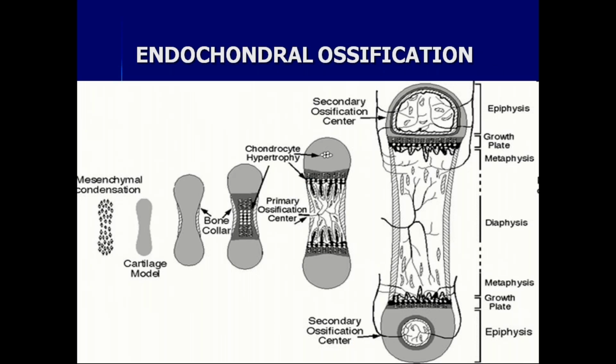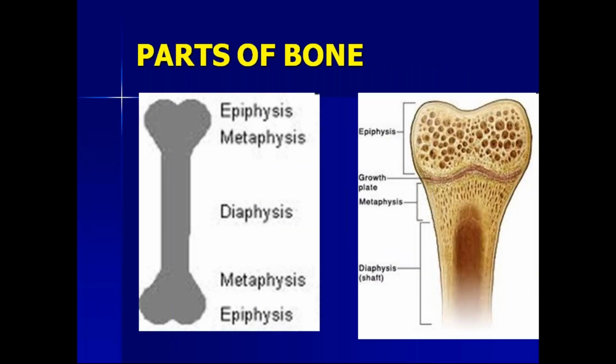Here you can see mesenchyme getting condensed into cartilage. Cartilage will then have ossification centers. The primary is in the center, and at the peripheries you have the secondary ossification centers. So bone formation occurs in the cartilage or after the cartilage, so it is endochondral ossification.